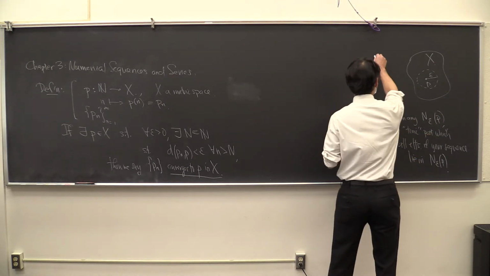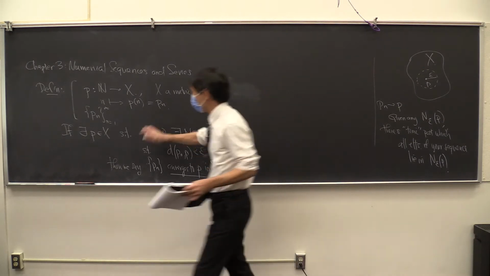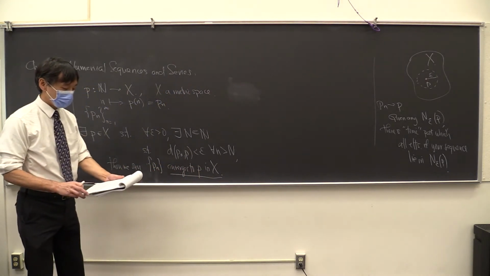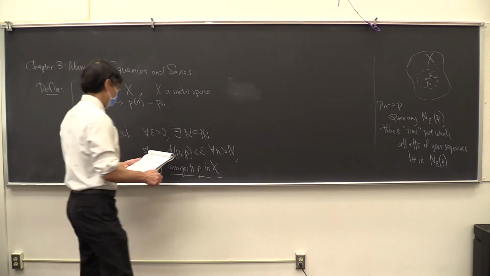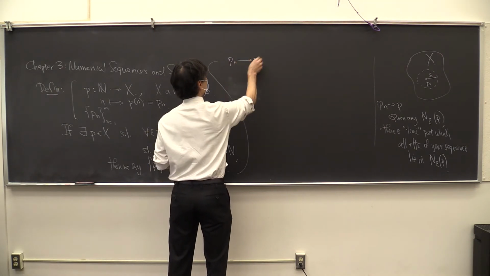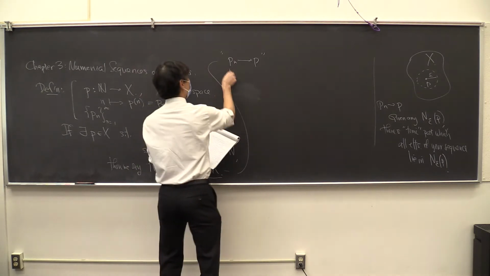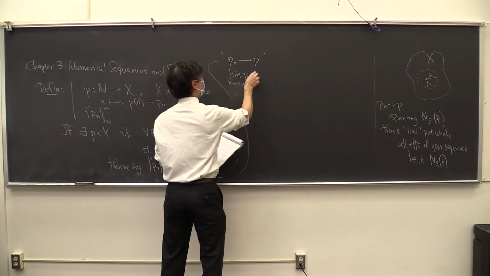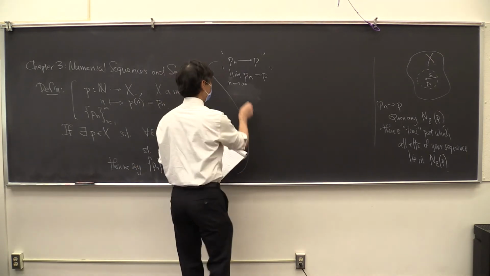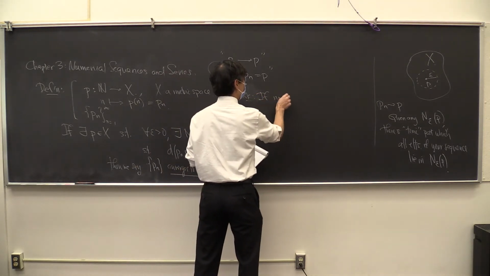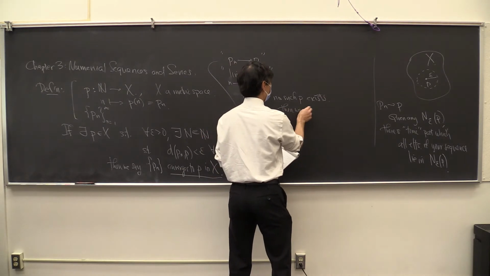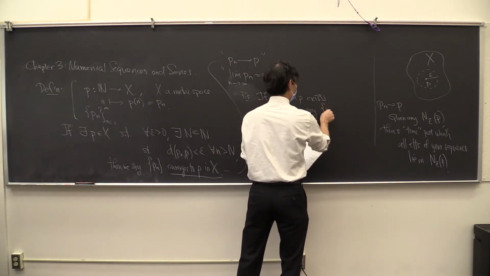This is what you want to keep in your brain. This is the formal definition, but what it really means is you want to think of it visually like this. So this converges to p in x. We also write this as p_n goes to p, or the limit of p sub n as n goes to infinity equals p. Those are all the same thing. And if no such p exists, if there's no point with this property, then we say that the sequence diverges.